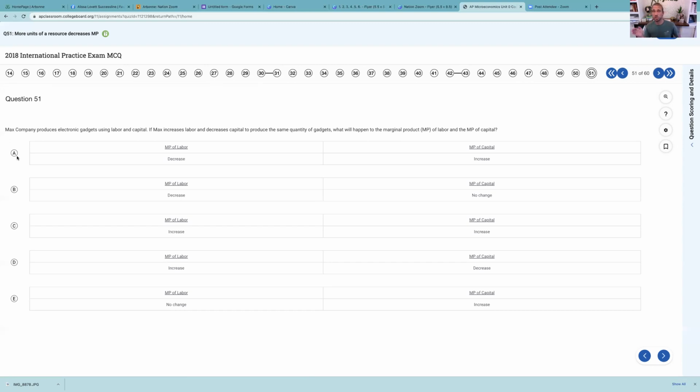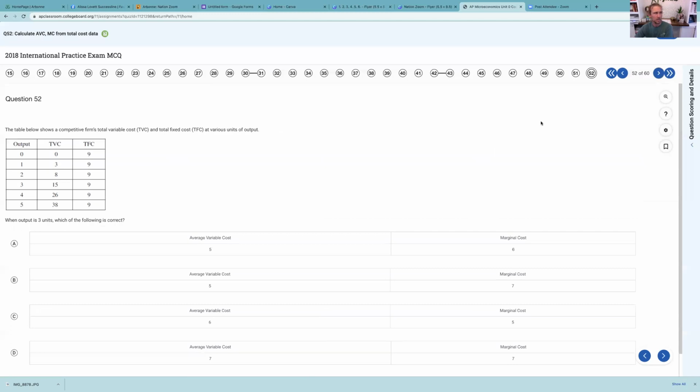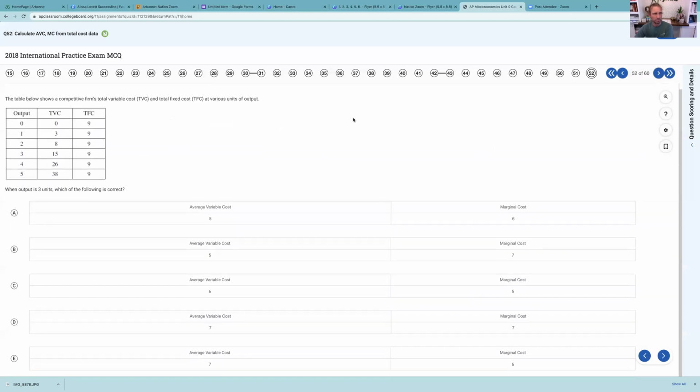If you had 6 workers and you decrease to only 5 workers, your total product is falling, but your marginal product of that last worker went up because you were experiencing diminishing returns with that 6th worker. So if you get rid of that 6th worker, the additional output of the last worker hired, which is now worker 5, is higher. So 51, your answer is A. That's actually a really tough question. It's just kind of tricky.